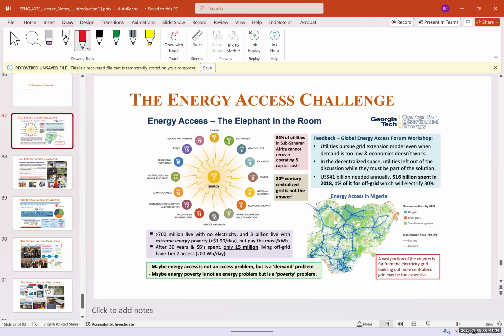So the problem that we have right now is energy access. More than 700 million people still don't have access to energy, and around 3 billion live with extreme energy poverty. Energy poverty means that they have access to less than 200 watt-hours per day. So they would have access to 200 watts just for 1 hour a day, and 200 watts is barely enough to keep the lights on. And 3 billion people live in energy poverty.